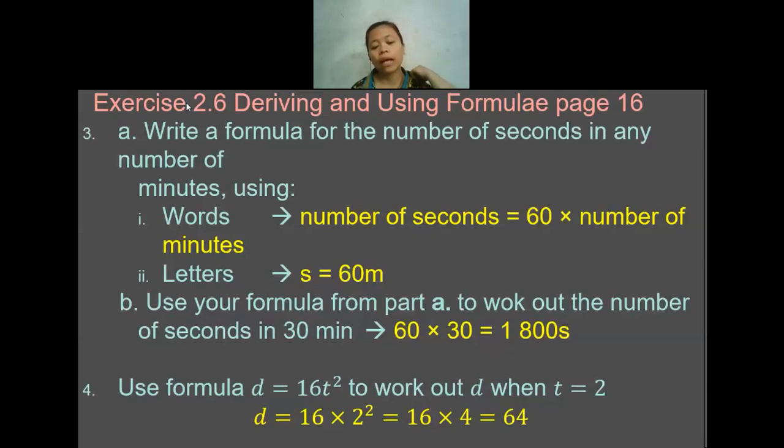Use the formula d is equals to 16t squared when the t is equals to 2. So we replace the t with 2, we will have 16 times 2 to the power of 2. There is a multiplication and indices, we do the indices first. So we do 16 times 4, which is equals to 64.